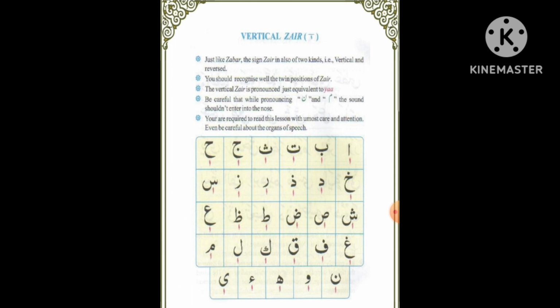Now we move on to the second long vowel sound, that is vertical zair. It is similar to the zair, meaning we were reading alif zair e, ba zair b, but we were reading quickly. Whereas the vertical zair, we will drag and read alif khadi zair e, ba vertical zair b, ta vertical zair ti. So we have to drag each letter a little.